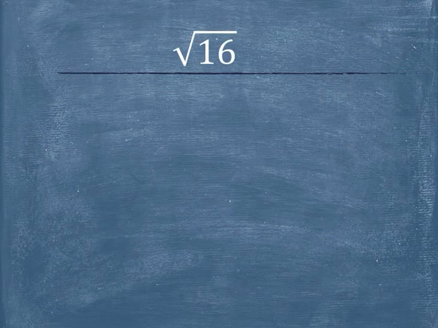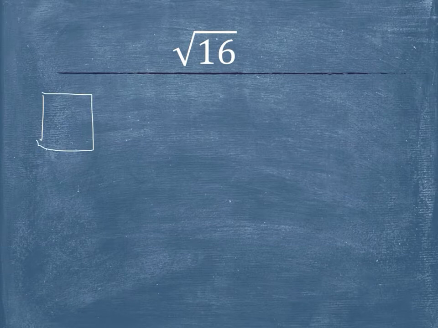One way you can think about square rooting is, let's say I had a square and its area was 16. What's the side length here? The side length is going to be 4 because 4 times 4 is 16. So it's a perfect square. That's another way we get perfect square.